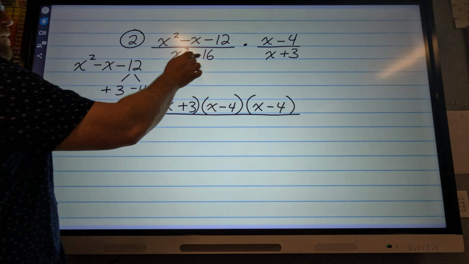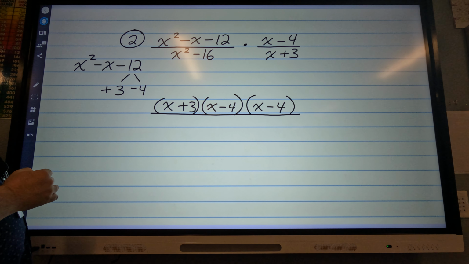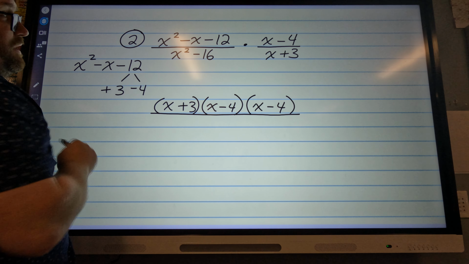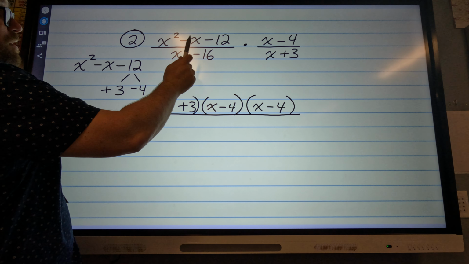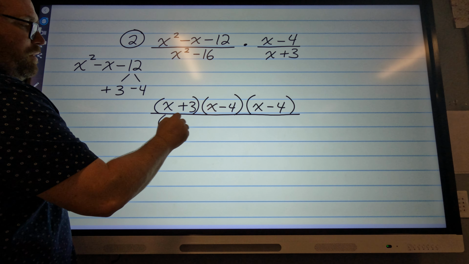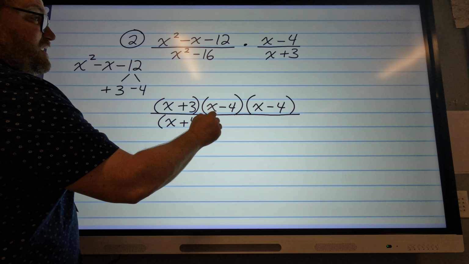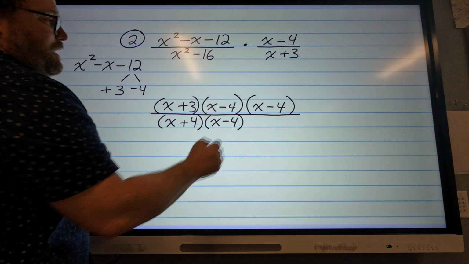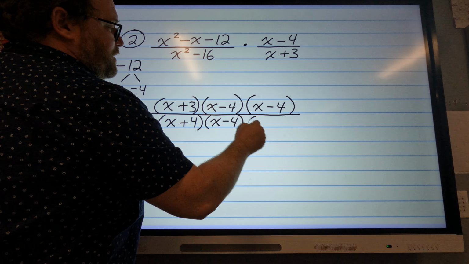Now on the bottom we have x squared minus 16. This is another difference of squares. So take the square root of x squared, that's x. Take the square root of 16, that's 4. And it follows the pattern of x plus 4 times x minus 4. And then we multiply across times x plus 3.